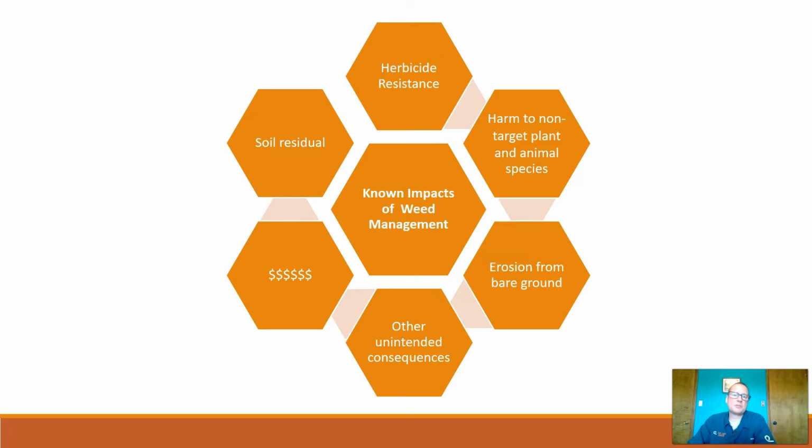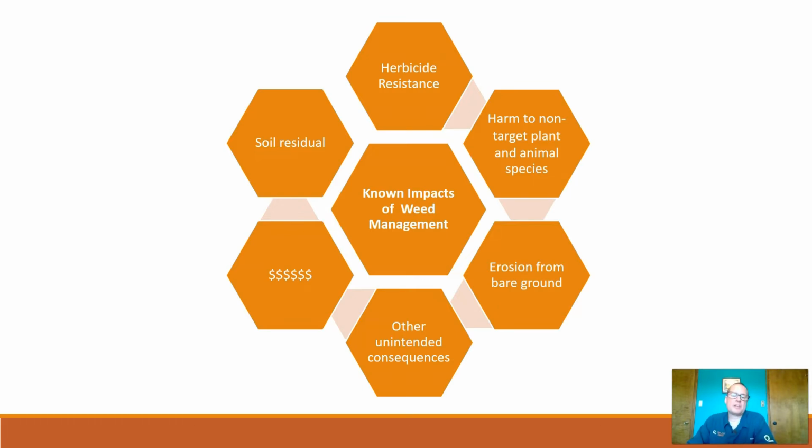Your biological control, chemical control, physical control, or cultural control are all needing to be implemented to have the best possible results for the longest time possible. Also, there is a potential to harm non-target plant and animal species. There's also the potential for erosion from bare ground. If you spray weeds and then you don't put anything else to grow there, when it rains, that land is now barren and it's just going to wash away.